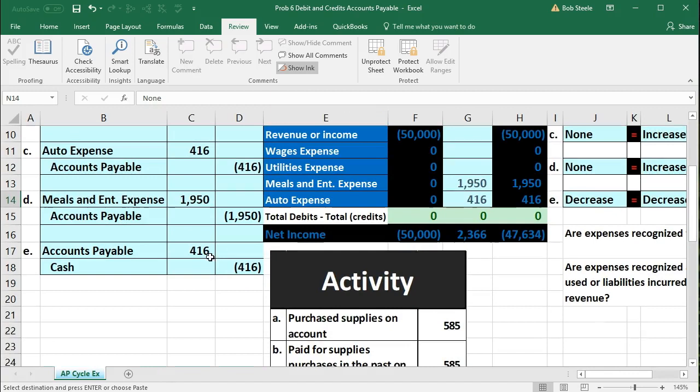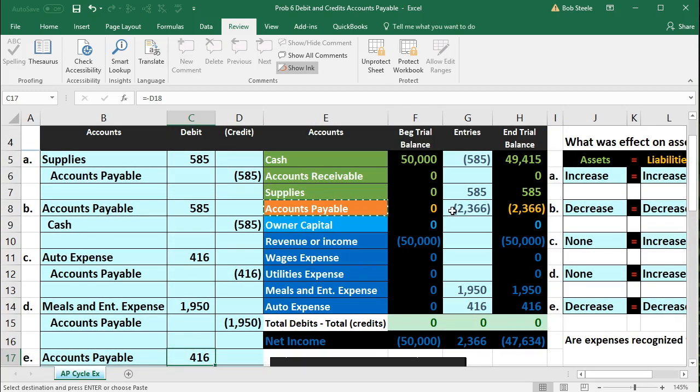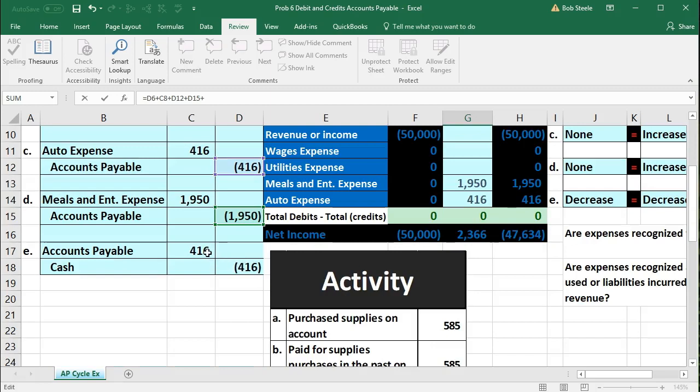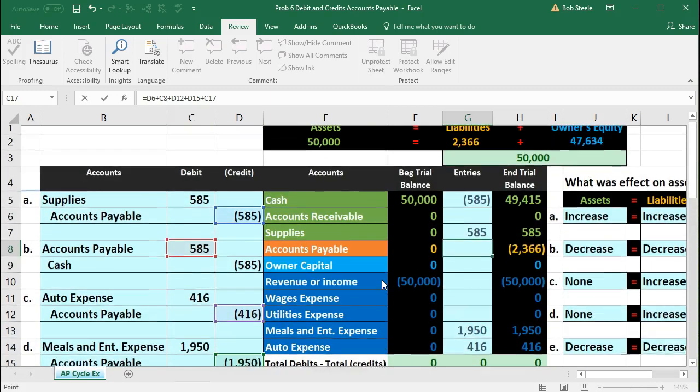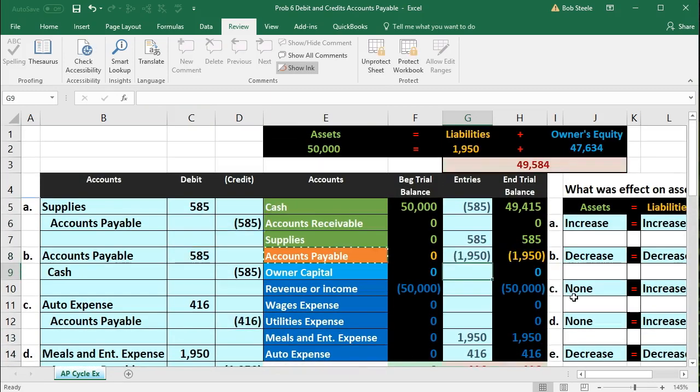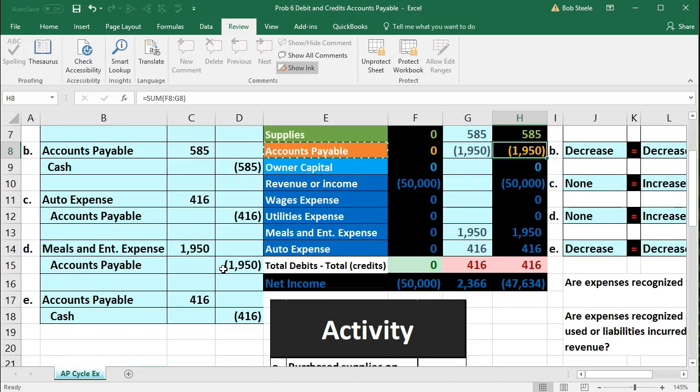Okay, so now let's post this. So we're going to post this out. So accounts payable, here's accounts payable. Something is in it in cell G8. Therefore, we're going to double click on it, go to the end of it, say plus, and then point to this 416. Once we hit enter, that should bring the balance down. So there it is. We're at 1,950 is the balance now. That ties out to what has not yet been paid for the meals and entertainment.